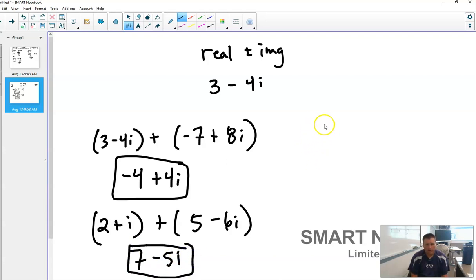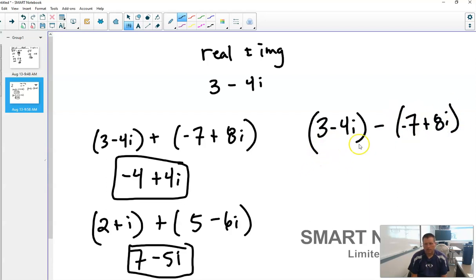Subtraction works the same way, guys. Again, I'll use the same complex numbers, but let's subtract them. I'm just going to subtract reals and subtract imaginaries. So for this one, I'm going 3 minus a negative. Remember, minus a negative becomes plus. So that'll give me 10. And then negative 4i minus 8i, which is going to give me negative 12i when I go to subtract them.